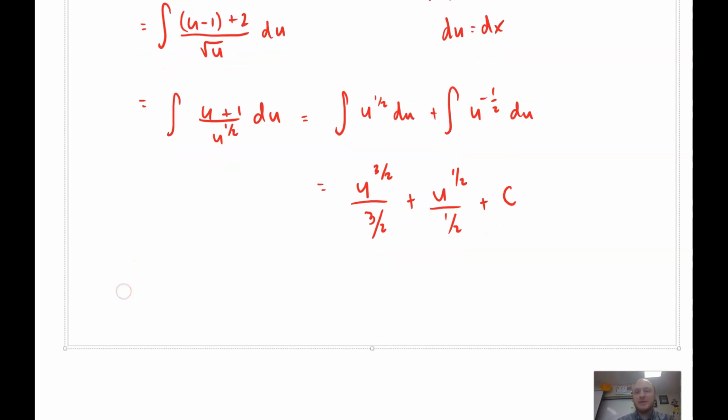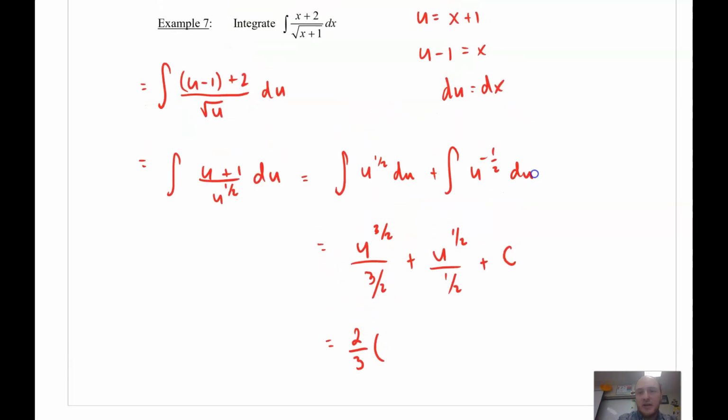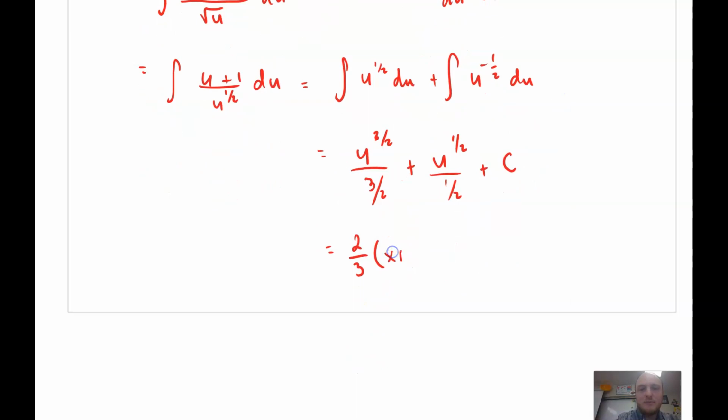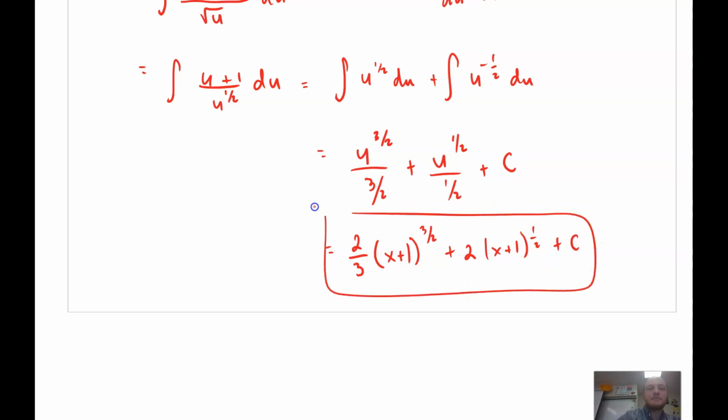All we have to do now is go back and make our substitutions. So 2/3 times x plus 1 to the power of 3/2 plus 2 times x plus 1 to the power of 1/2 plus c. Simple. U substitution never seems so easy.